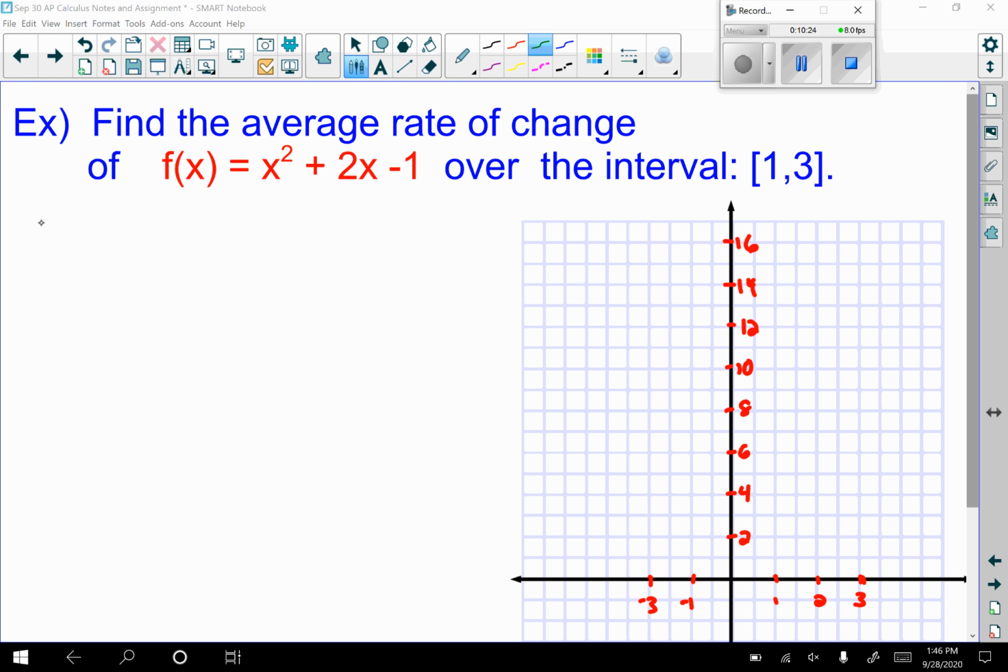So you could complete the square, but let's go back to that technique I showed you guys at the very beginning of the school year, where h is equal to the opposite of b over 2a.